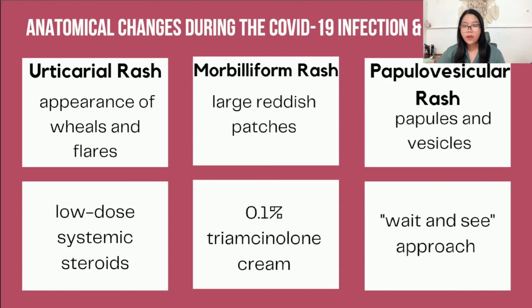The second one is erythematous rash that appears as large reddish patches. To treat it, we will need 0.1% triamcinolone cream. The third one is papulovesicular rash. It is characterized by the appearance of papule and vesicle. To treat it, a wait-and-see approach is recommended.